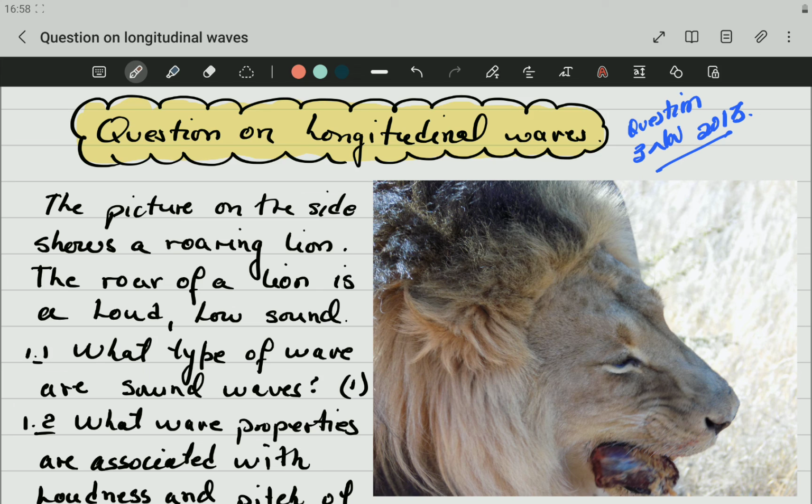By the way, this picture here is a picture I took in a nearby place of lions near Kimberley, of this little lion here. It was just eating.